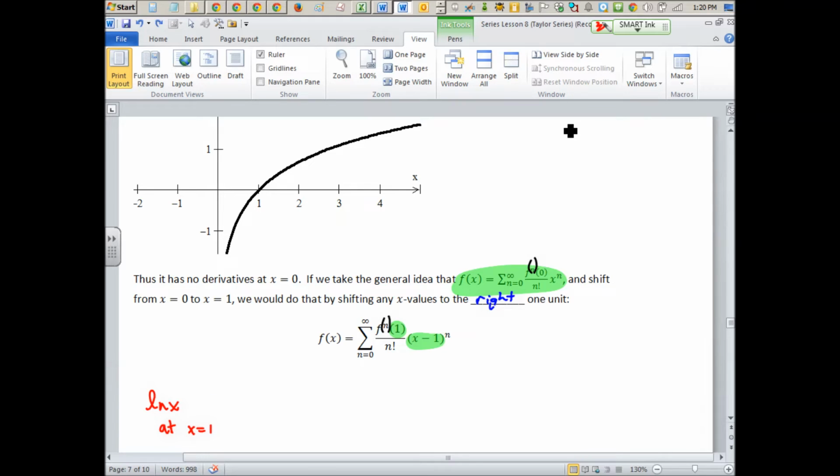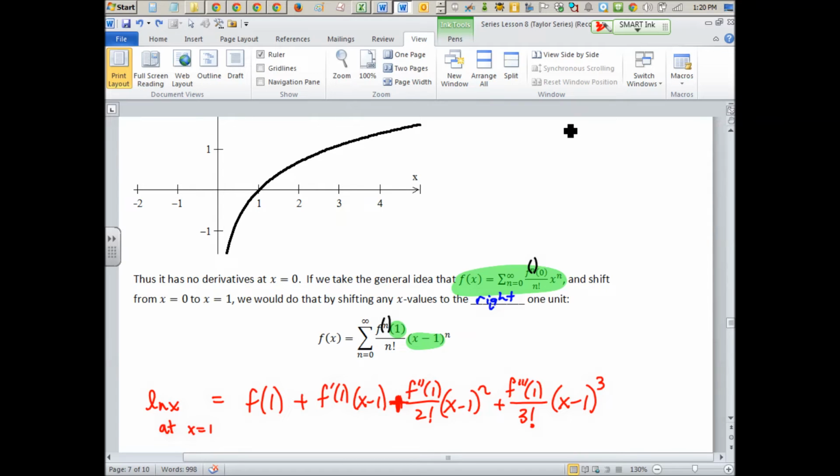We'll have to do this at 1, but it's going to look like this. Instead of f of 0, it's going to read f of 1. Instead of f prime of 0 times x, it's going to be f prime at 1 times x minus 1. Instead of f double prime of 0 over 2 factorial x squared, it's going to read f double prime at 1 over 2 factorial x minus 1 squared. Instead of f triple prime of 0 over 3 factorial x cubed, it's f triple prime at 1 over 3 factorial x minus 1 cubed. And the next term would be the fourth derivative at 1 over 4 factorial times x minus 1 to the fourth, and this goes on forever.